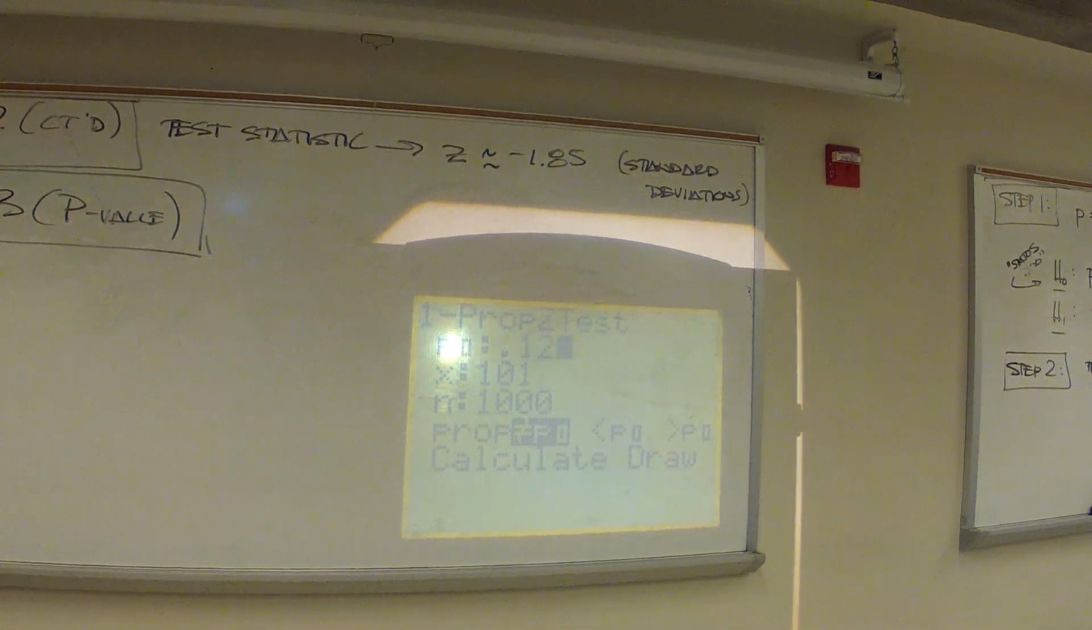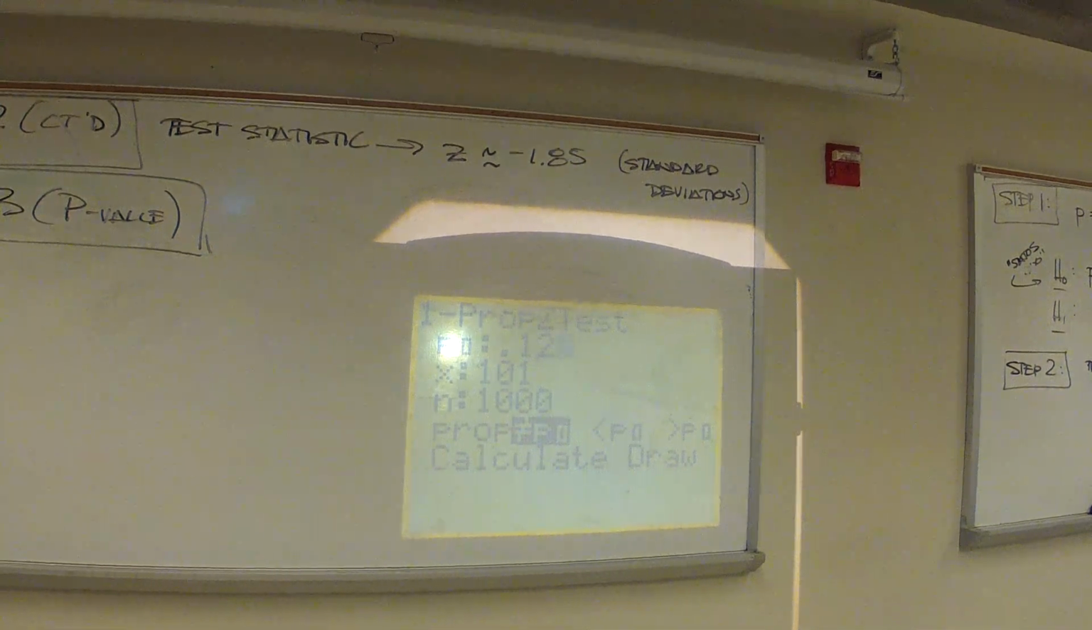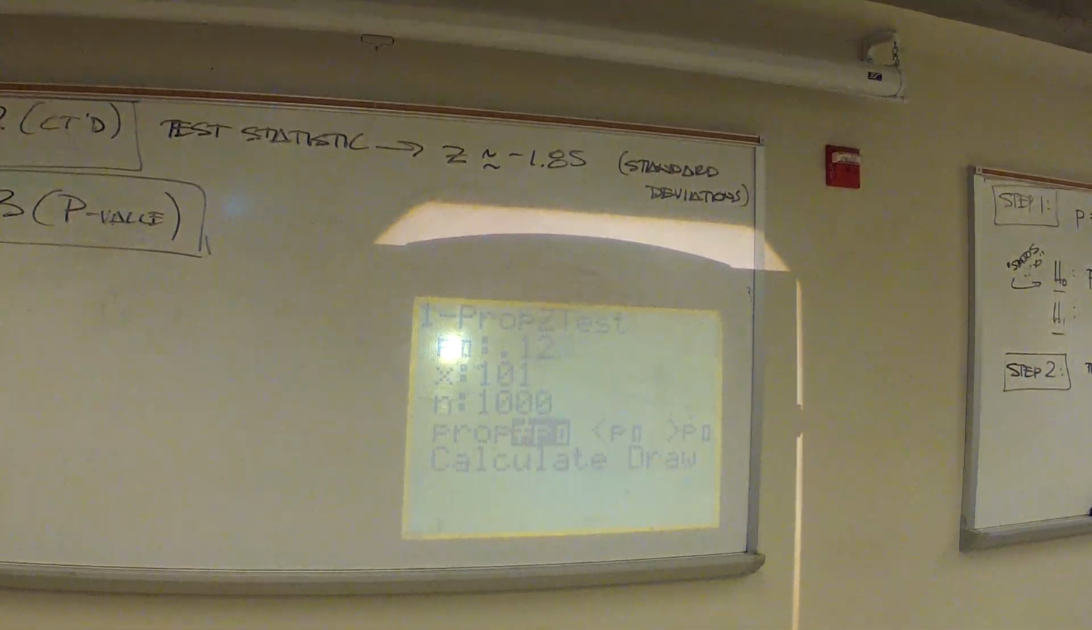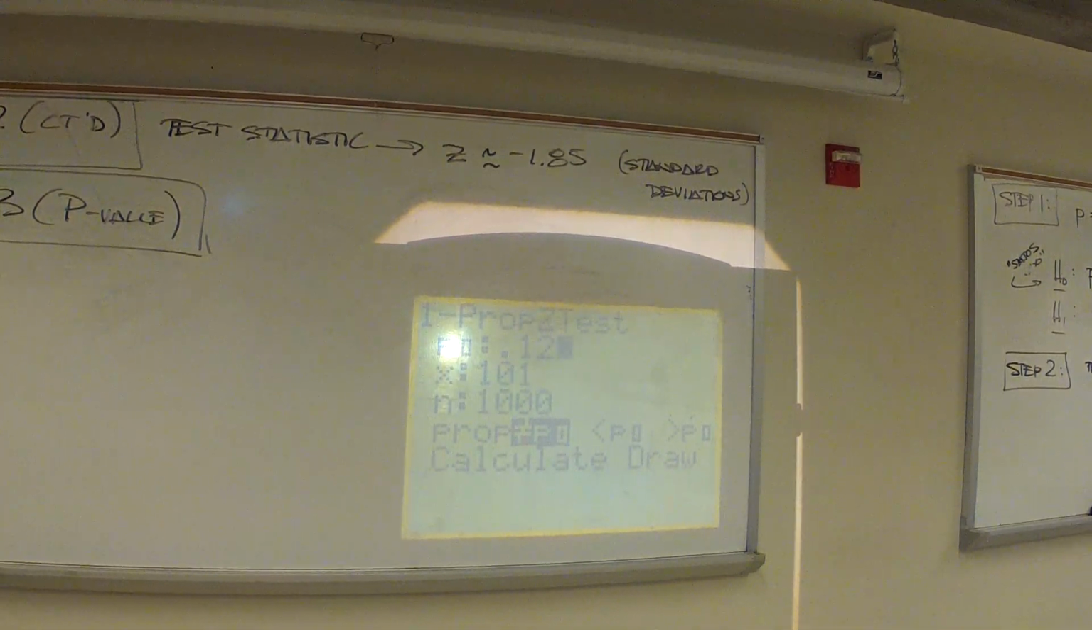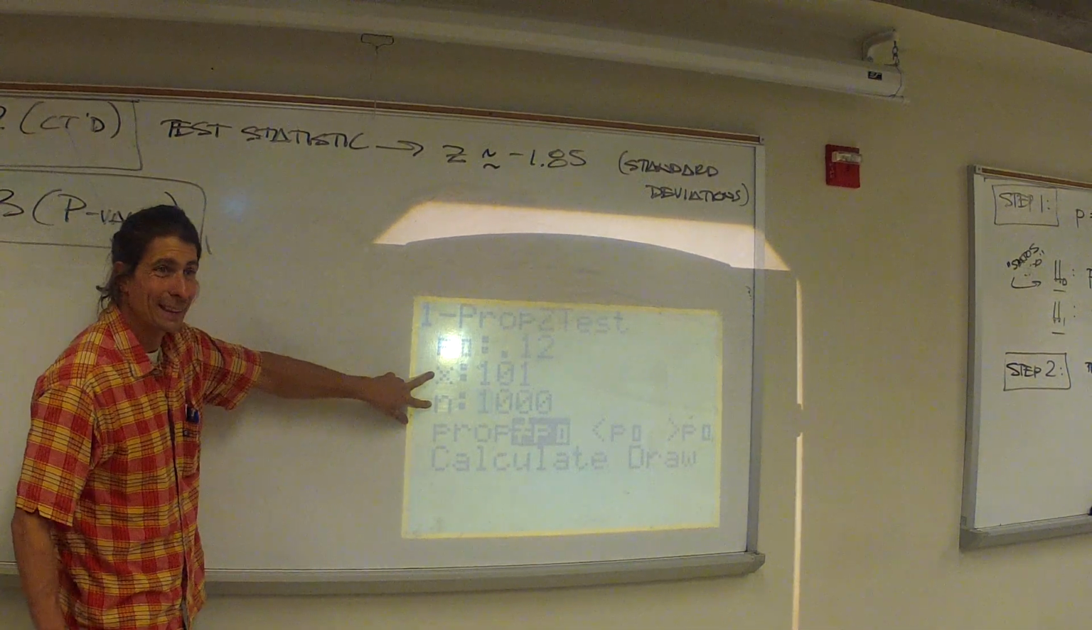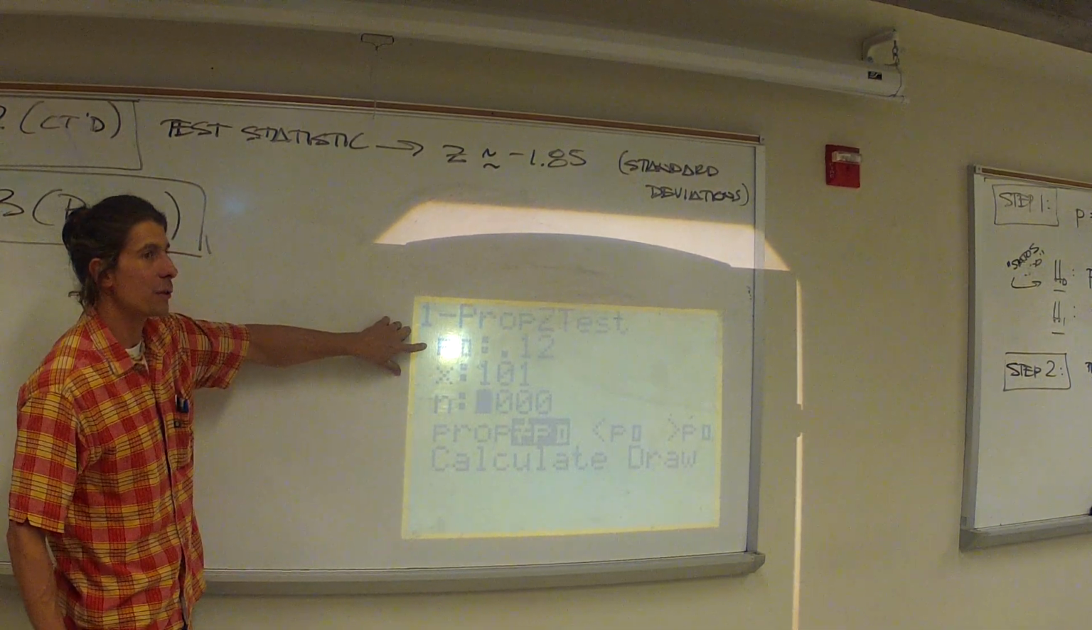I have a series of steps in your homework assignment for this section that actually has all these outlined for you, so you don't have to memorize it right now. Plus, we'll do a whole bunch of them today and Thursday that'll hopefully make it become second nature to you. X and N are exactly what they should be, 101 out of 1,000. That's your sample. Here's your sample. So that's your assumed flu rate.